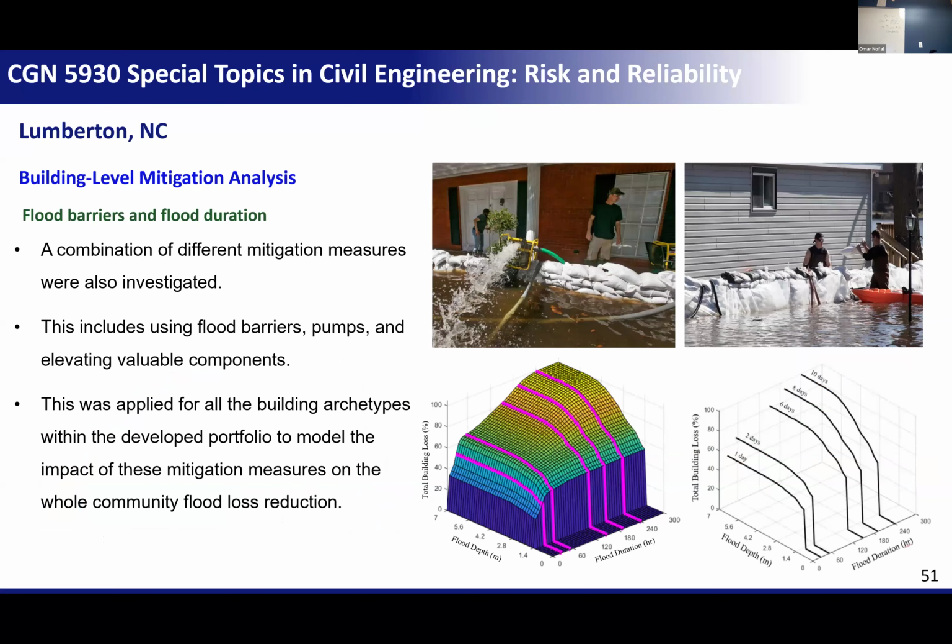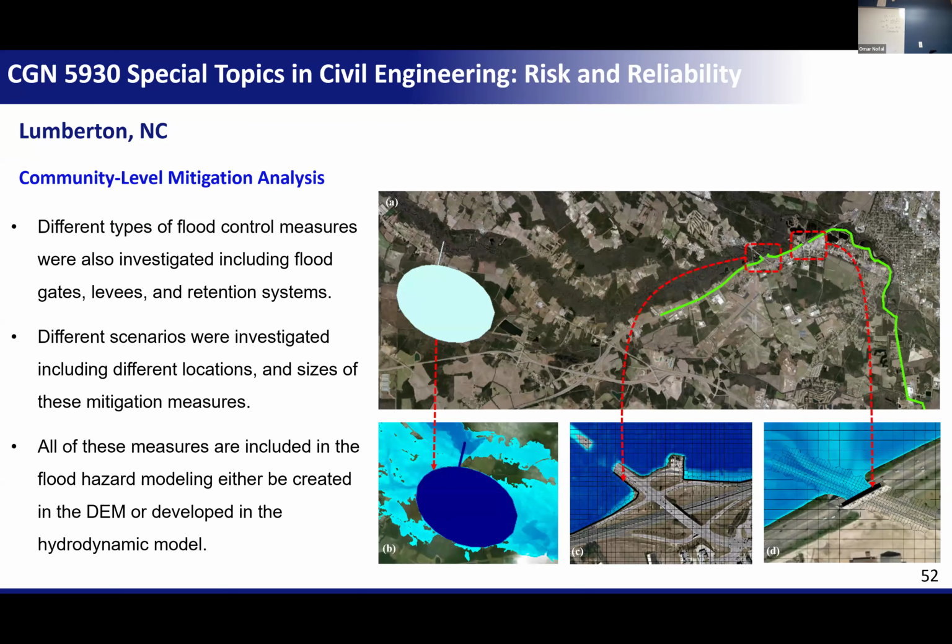Okay, so sometimes you can use two mitigation measures at the same time. Here, for example, you're using sandbags, and at the same time you are decreasing the flood duration by using pumps. So basically, I cut off the surface at 1 meter. The flood loss is 0 if the flood depth is less than 1 meter. And if I'm able to decrease the flood duration by using pumps, rather than using this curve, I'm going to use this curve.